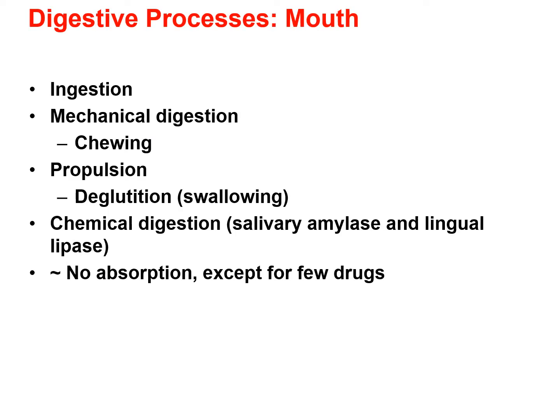The alimentary canal begins with the mouth and the oral cavity. The mouth and the oral cavity will be involved in the majority of digestive processes we've spoken about. It's where ingestion occurs. It is also going to be involved in mechanical digestion through chewing. It begins propulsion when you swallow, and there actually is some chemical digestion that occurs in the oral cavity through enzymes like salivary amylase and lingual lipase.